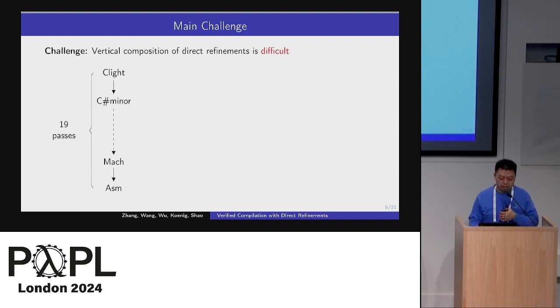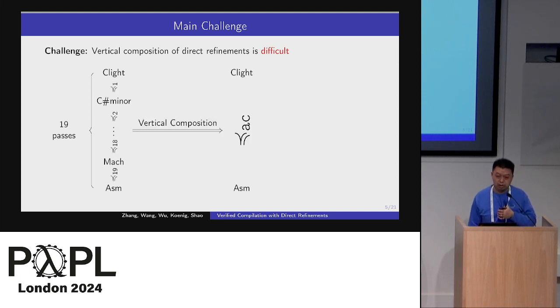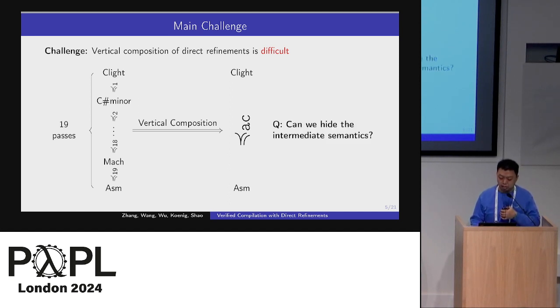So what is the difficulty? The main difficulty is that the compiler has several passes. If you prove the refinement for the individual passes, how can you actually vertically compose them in an open module setting? So basically, how can you hide those intermediate semantics?